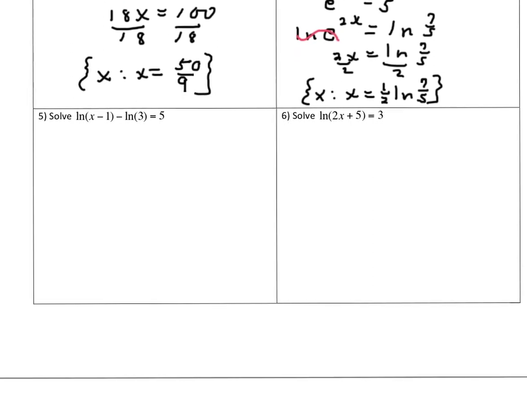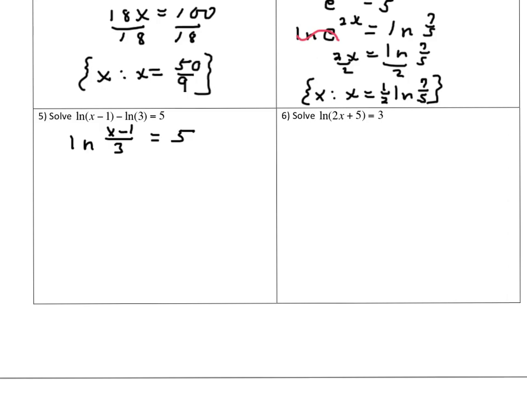Looking at number 5 again, I have how many logs? Yes, 2 of them. And I see it has a minus in the middle. So when you condense it and make it 1 log, because of the minus, what are you going to do? Yep, you said it. It's going to be divide. So it's going to be x minus 1 over top of a 3. Now on the other side, equals to a 5.